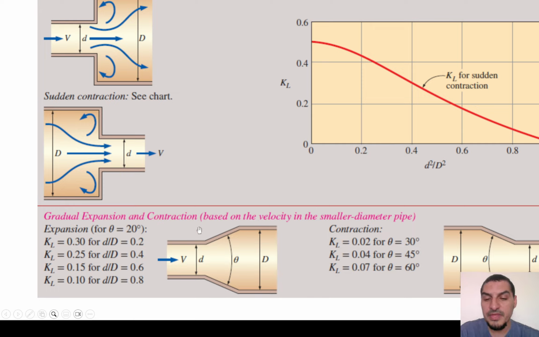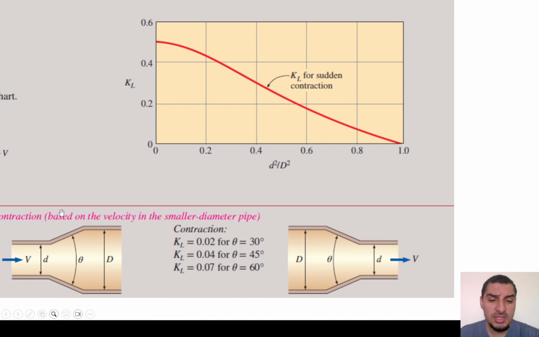Again, we have just limited data here. There might be different angles, there might be different values of D over D. So in this case, you need to find another textbook or reference for this. This textbook is just giving some examples. So for theta of 20, it depends on the ratio of D over D, and based on this we can find KL.